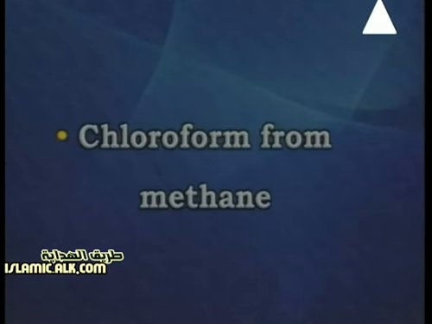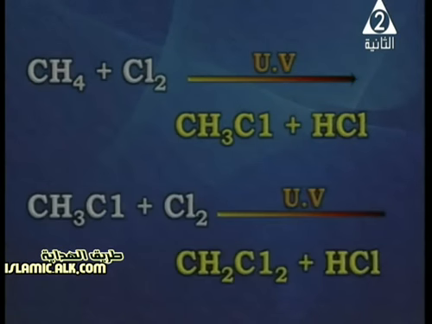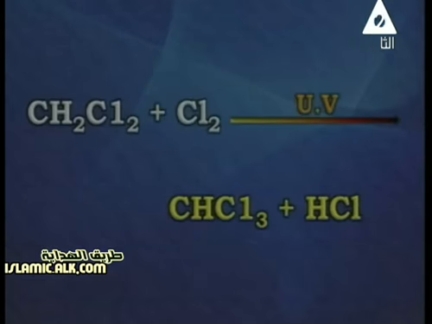Next point, my dear student: chloroform from methane. Here, methane reacts with chlorine in ultraviolet radiation or at 400 degrees Celsius. It gives methyl chloride and releases hydrogen chloride gas. Then the further reaction with 1 mole of chlorine in ultraviolet radiation gives methylene chloride, or dichloromethane, and releases hydrogen chloride gas. Then, when reacting further with 1 mole of chlorine, it gives chloroform, or trichloromethane, and also releases 1 mole of HCl.